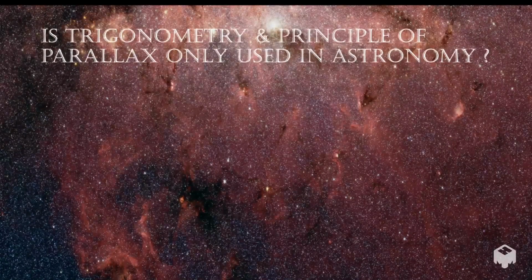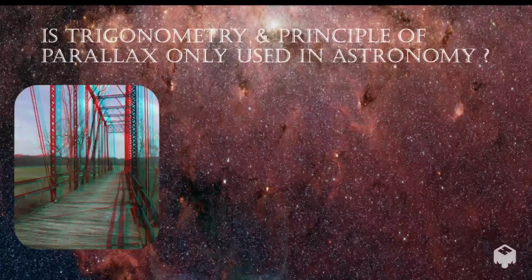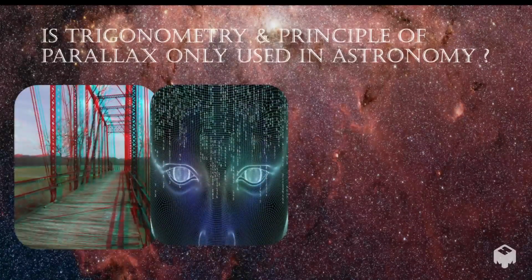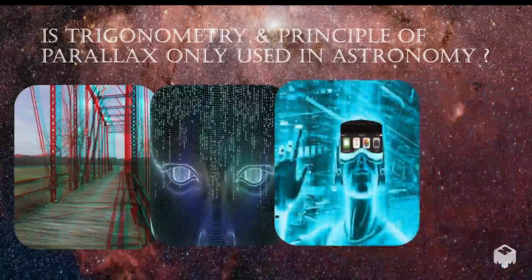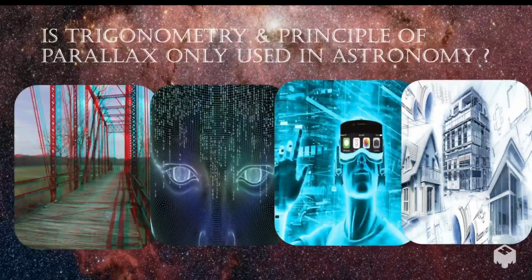It is used for 3D stereoscopic imaging and photography, and then robotic and computer vision, virtual reality and augmented reality, and also in architecture and engineering. In summary, both trigonometry and the principle of parallax have broad applications in science, engineering, astronomy, navigation, architecture, and many other fields, helping professionals calculate distances, angles, and positions in situations where direct measurement is difficult or impossible.